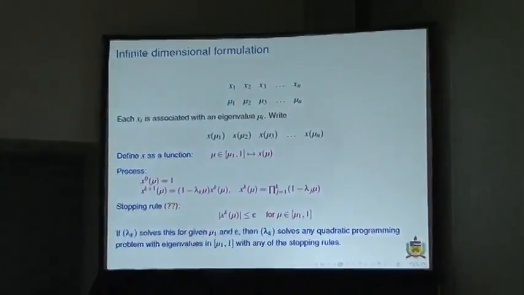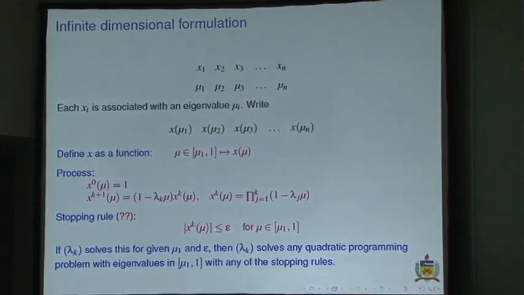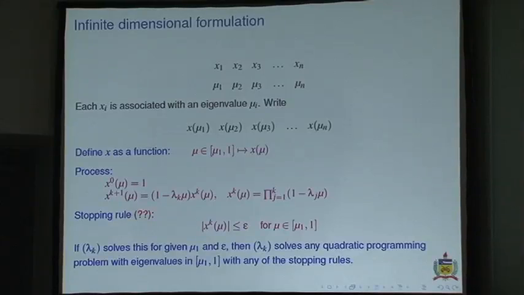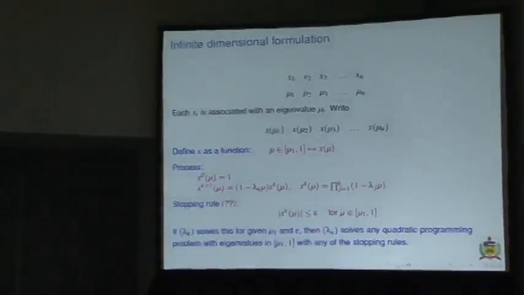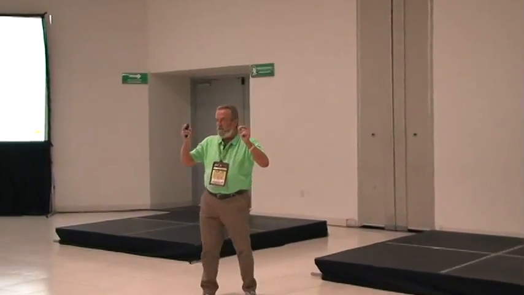If a sequence lambda k solves this, I put this here because it's very difficult to check this for a function, but we'll look at this. Now, if lambda k solves this for a given mu and epsilon, then the same lambda k solves any quadratic programming problem with eigenvalues in there. I mean, instead of taking an infinite number of eigenvalues, if you take, let's say, 8 eigenvalues, they are in this infinite set, so you solve any problem. So solving the infinite dimensional problem is more difficult than solving any particular problem. Okay. So there we are.